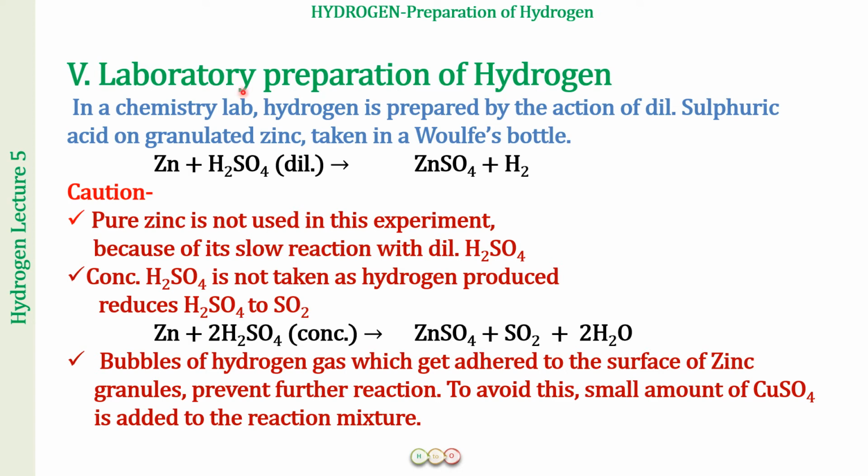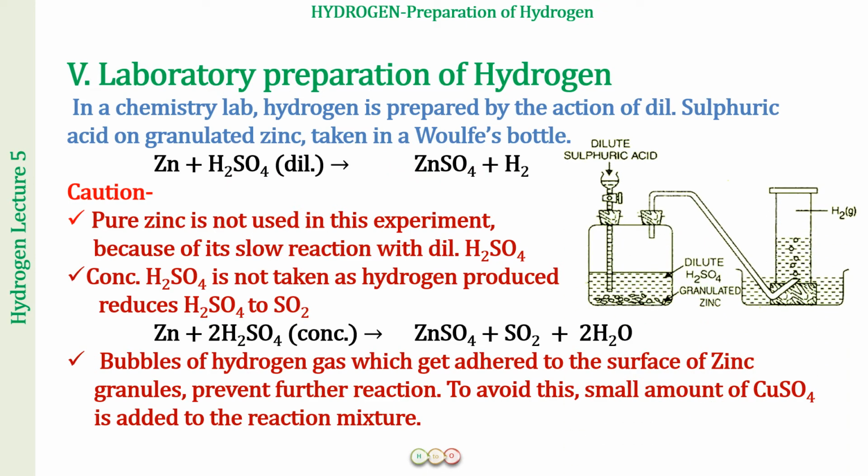So in the laboratory, hydrogen is prepared by the action of dilute sulfuric acid on granulated zinc taken in the Woulfe bottle, and the reaction you've already learned now: zinc plus dilute H2SO4 is going to form zinc sulfate, and hydrogen will be evolved.